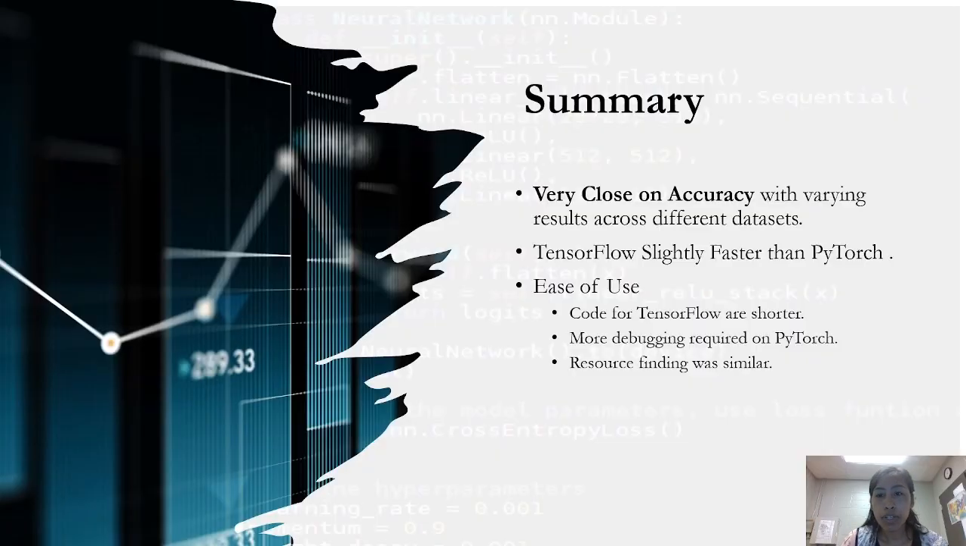So this is a summary. In summary, the accuracy came out to be quite similar in both of them, with varying results in different datasets. TensorFlow is slightly faster than PyTorch, and for ease of use, the code of TensorFlow is shorter, while PyTorch is longer and requires more debugging, and resource finding was similar.